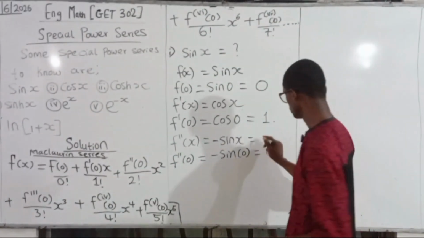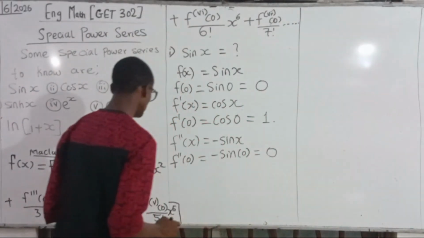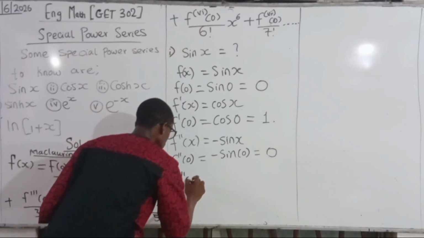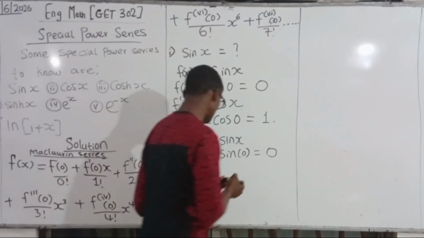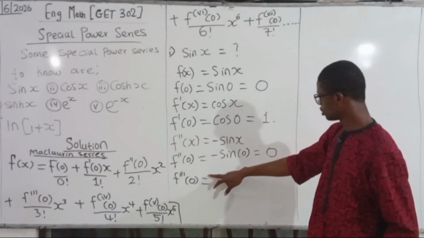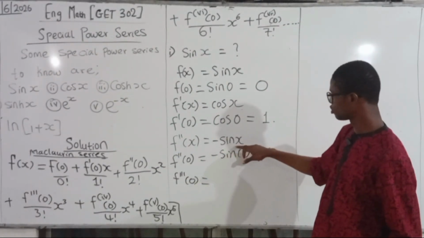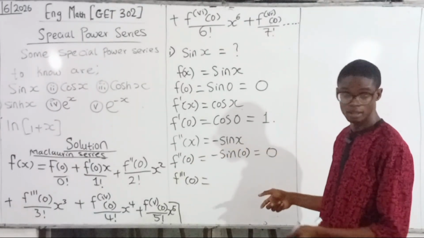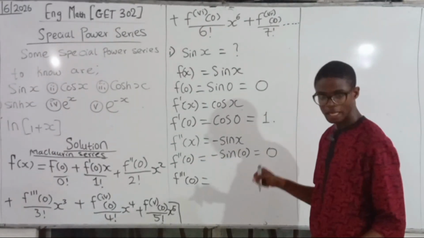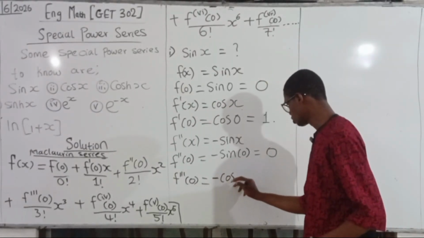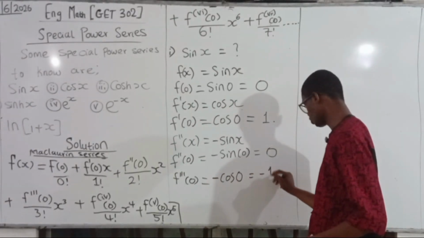Okay. Now, what about f triple prime of 0? Let's not waste time, because I don't want the video to be too long. Differentiating, it will give you cos x, and because of the minus, now minus cos x. Then if you put 0, it will be minus cos 0, which will give you minus 1.